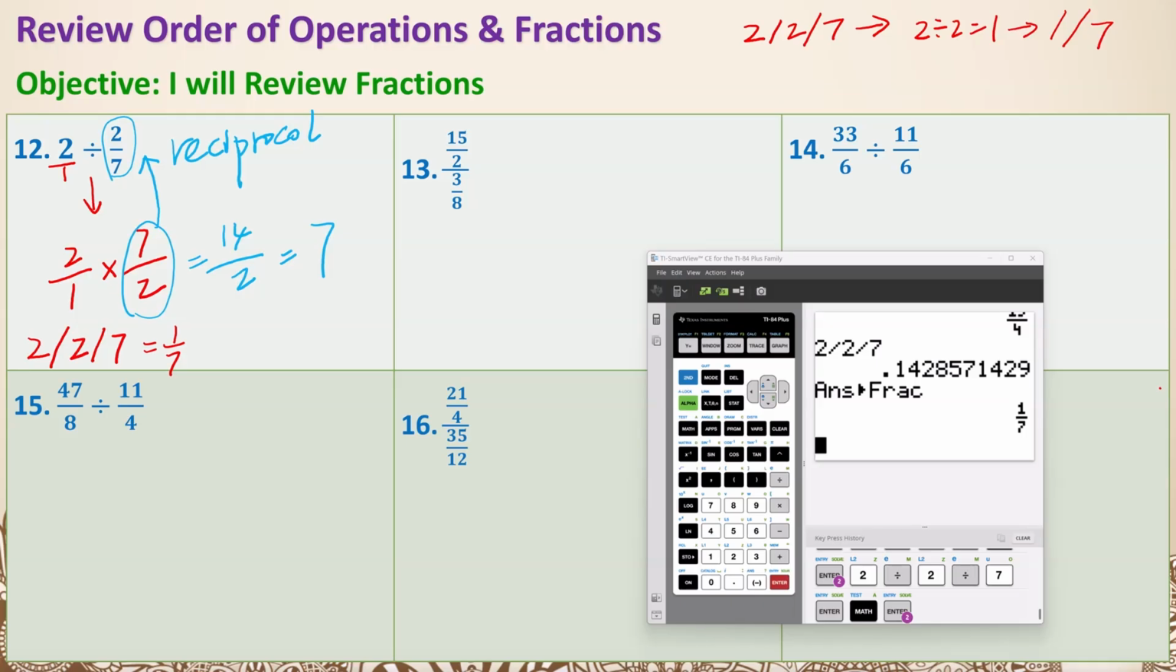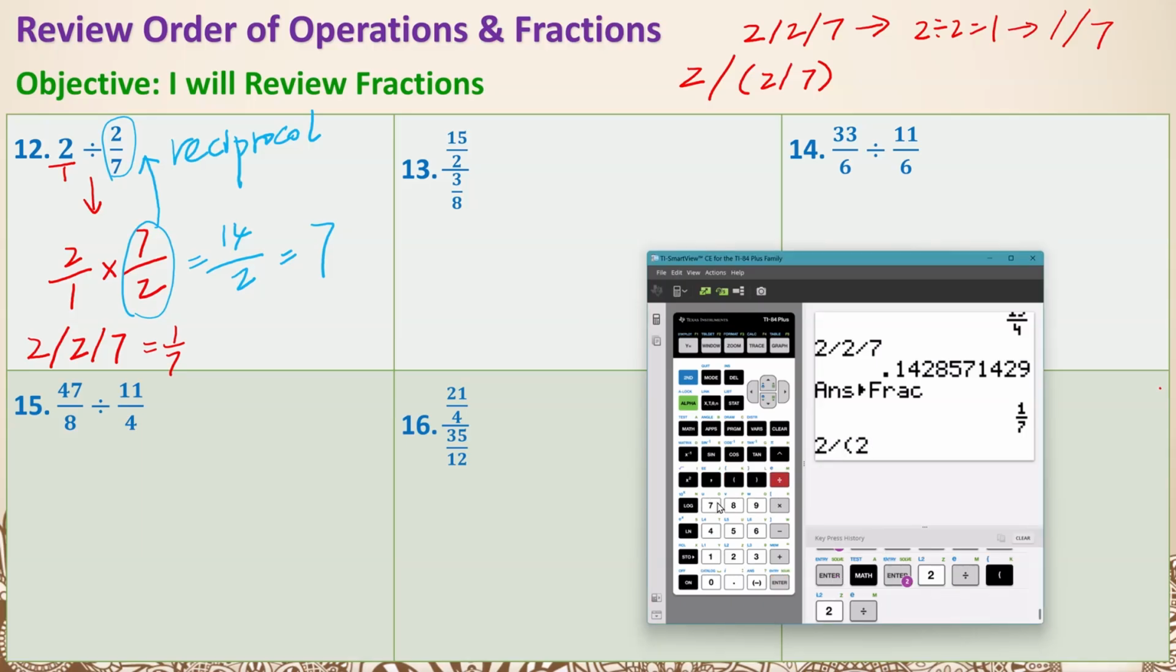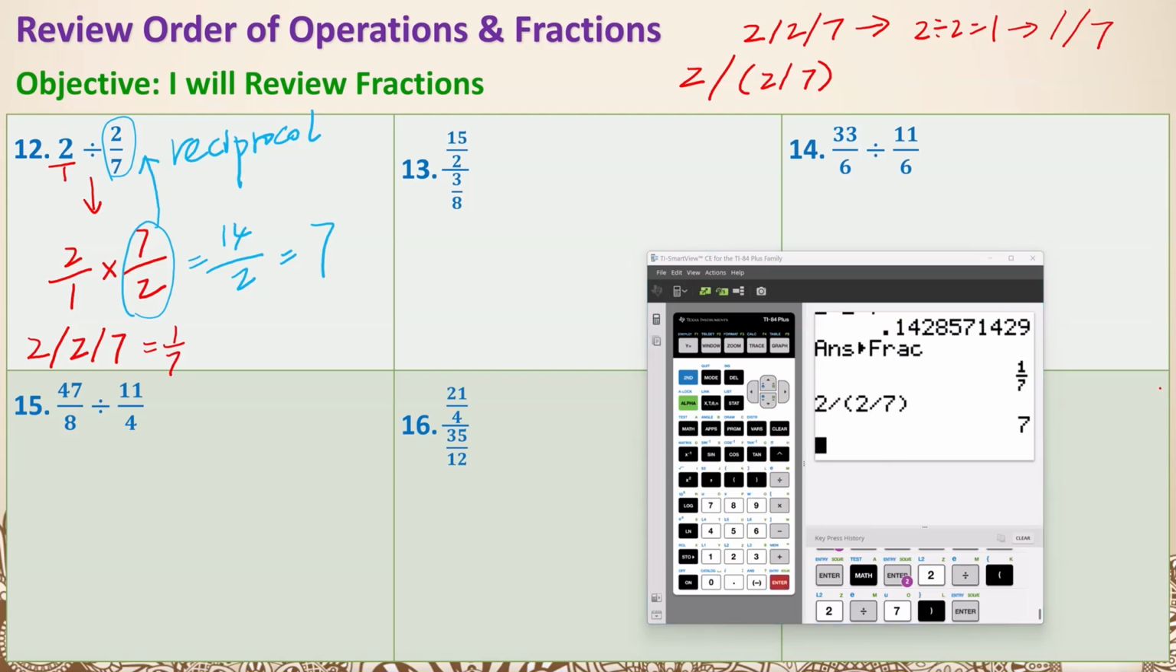However, when you type this into your calculator, since you want 2 to divide 2/7 altogether, we're going to need to divide by 2/7 inside parentheses. So now let's try it. 2 divided by parentheses, 2 divided by 7, parentheses back. And now you see the answer is actually going to be 7. So whenever you are doing division, make sure you put the fractions inside parentheses. Otherwise, it won't be right because it's division and it works a bit differently compared to multiplication.